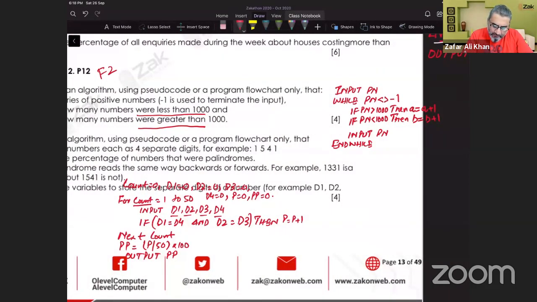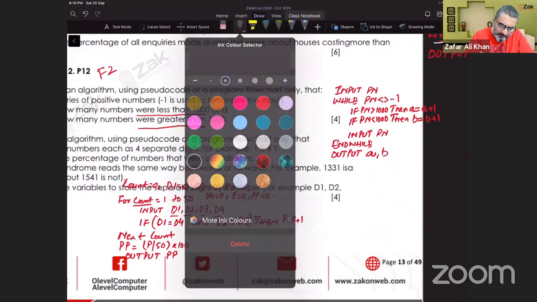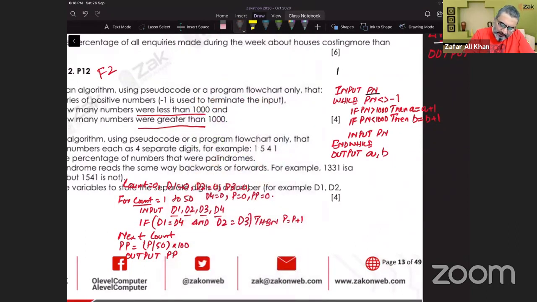So that's about it. Now we have to output. What do we need to output? How many times it was greater than 1000, that is A, and how many times it was less than 1000, that is B. And now let's find what variables we need. Positive number is equal to 0, A is equal to 0, B is equal to 0. That's it.